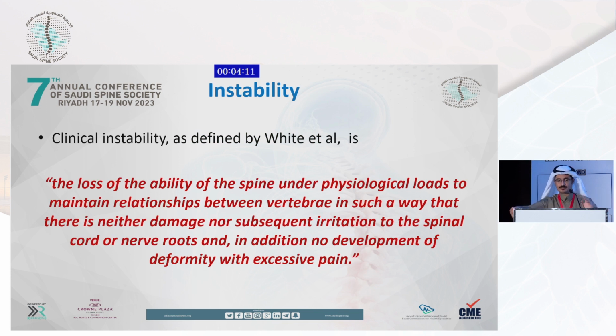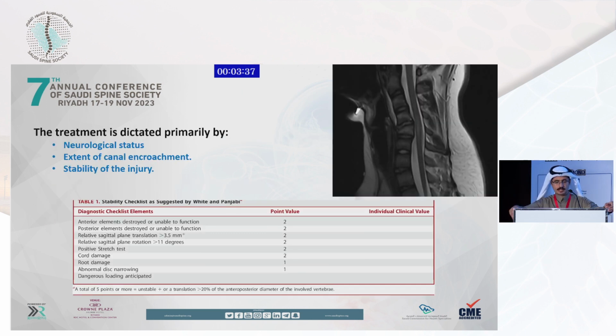Regarding instability, let me quote White, who stated that the definition of stability is the ability of the spine under physiological loads to maintain the relationship between vertebrae in such a way that there is neither damage nor subsequent irritation to the spinal cord or nerve roots, and in addition no development of deformity with excessive pain. This is very important. This is our main objective from treatment: to restore stability and to decompress the neuronal structure.